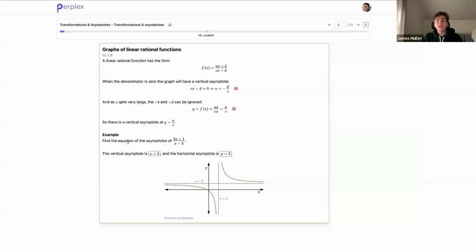Okay, let's do an example. I want you to find the equation of the asymptotes of 2x plus 1 over x minus 3. Well, the first thing I notice is that the denominator is going to be 0 when x is equal to 3. So I have a vertical asymptote at x is equal to 3. And then, because I have 2x divided by x, let's say I imagine plugging in a million for x, I'm going to get 2 million plus 1 divided by a million minus 3, and that's going to be basically 2. So I'm going to have a horizontal asymptote at y is equal to 2.